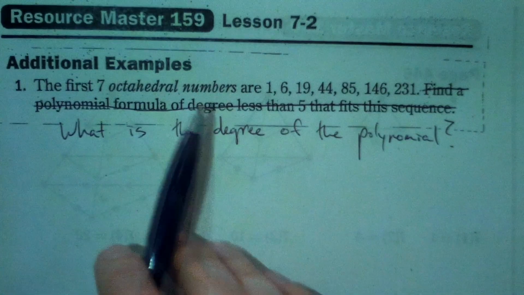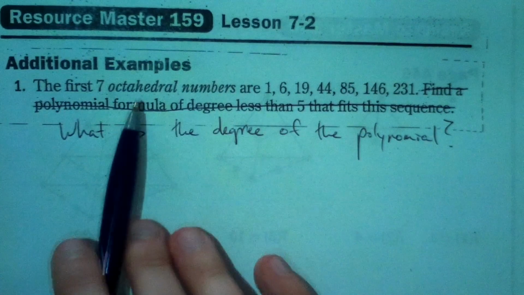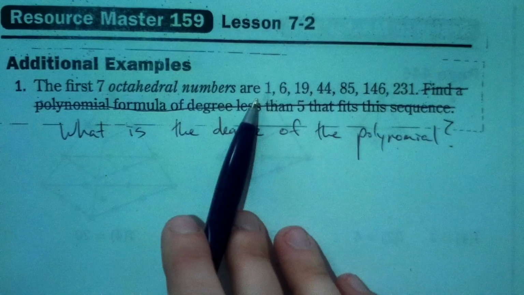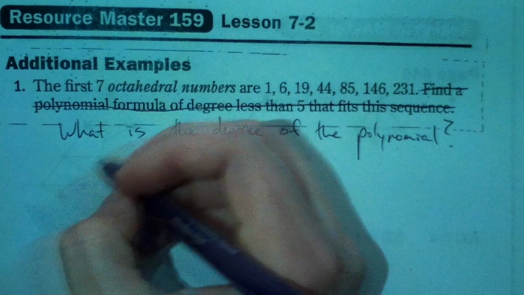The top row is always going to be our term number here. So this is the first term, second term, third term, and so on. So it looks like we've got 7 of them.